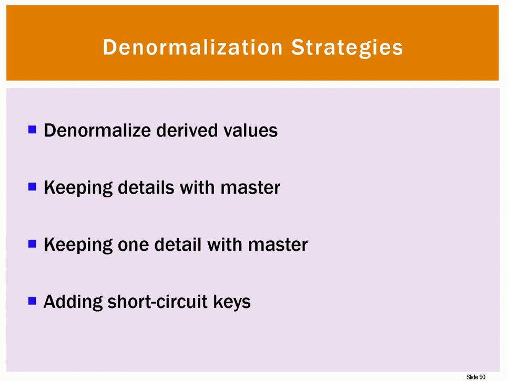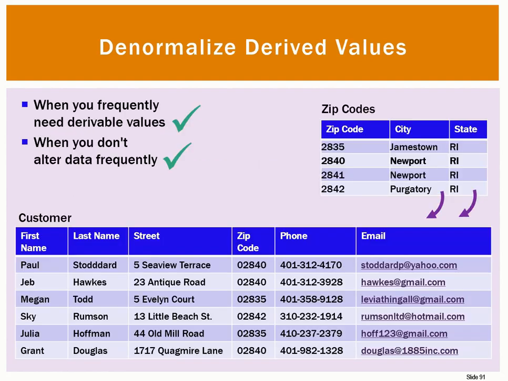So here are 4 denormalization strategies we will discuss: how to denormalize derived values, keeping details with the master, keeping one detail with the master, and adding short circuit keys. The first technique is to denormalize derived values. When would you do this? You would do this in circumstances where you frequently need those derived values and when you're not changing data frequently.